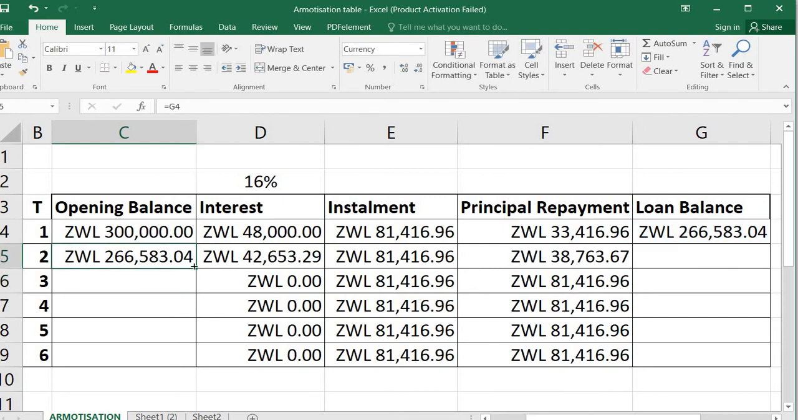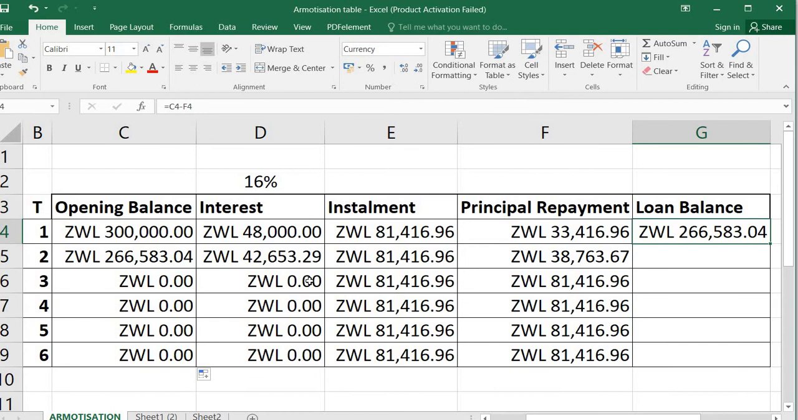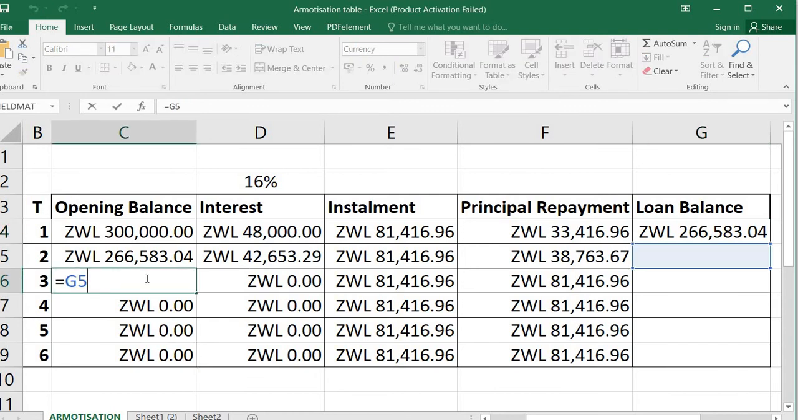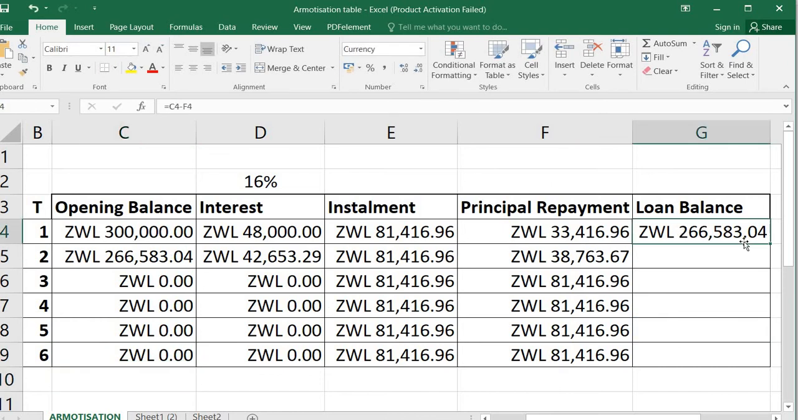Now if we drag there, we would have copied those cells there. So which means opening balance for year 3 would be the closing balance for year 2. Opening balance for year 4 will be the closing balance for year 3. Same applies there and same applies there. Now, we did not copy this side. We said that one is opening balance minus the principal repayment. So this formula would apply for all these ones.